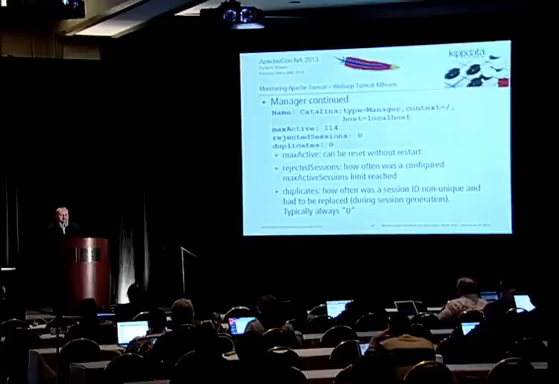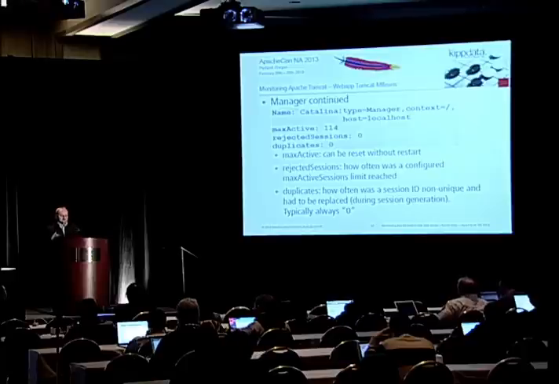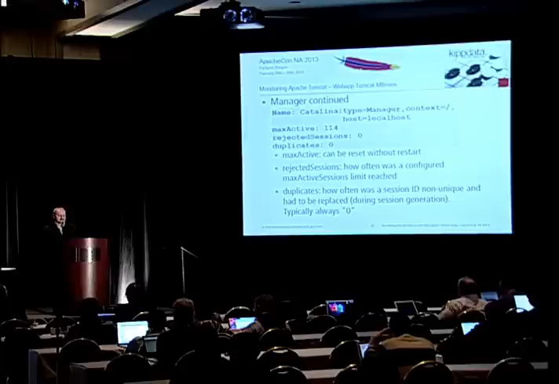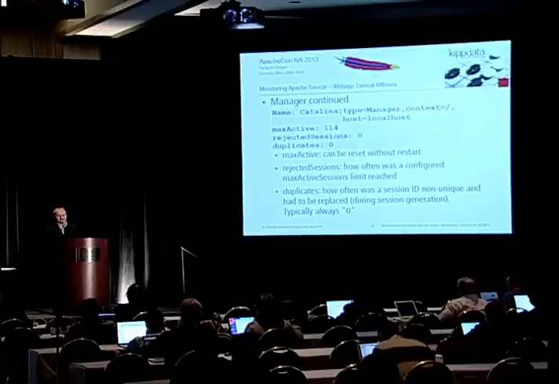Rejected and duplicates. A rejected session is a session that could not be created because you configured an upper limit on the allowed number of sessions, and the session that should be created was too much. And then it will be denied and will be counted in the rejected sessions. Duplicates is typically always zero. It would count whether a duplicate session ID would be generated. It would then not be used, the duplicate ID, but we can recount it.